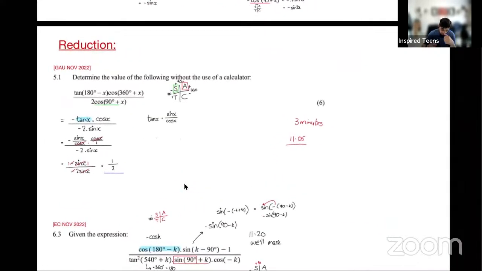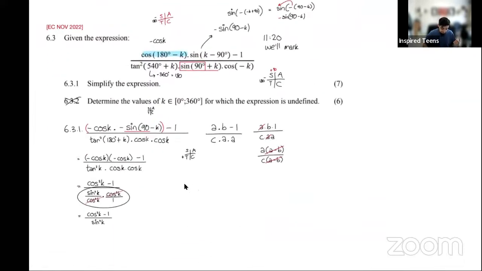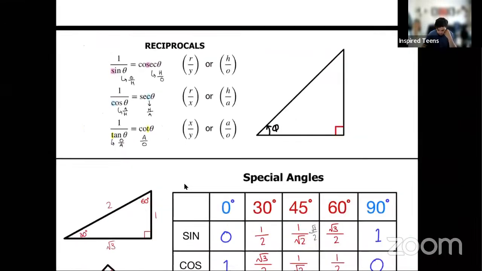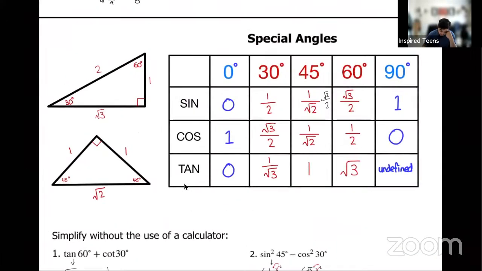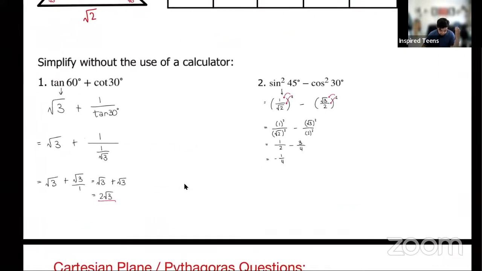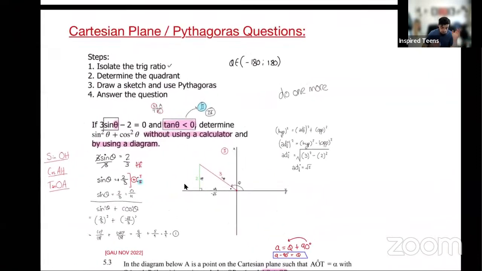Then we did some reduction questions from past papers, because they incorporate reduction with everything. We spoke about reciprocals, which are important to understand. We spoke about special angles. We spoke about solving things without calculators. We spoke about Cartesian plane questions.